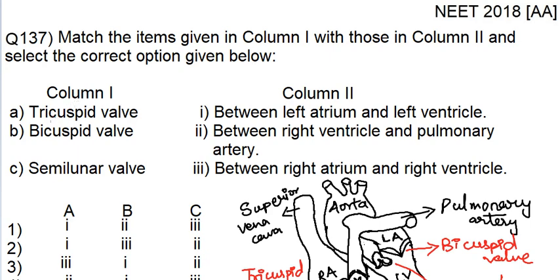Column 1 has tricuspid valve, bicuspid valve, semilunar valve. Column 2: between left atrium and left ventricle, between right ventricle and pulmonary artery, between right atrium and right ventricle.